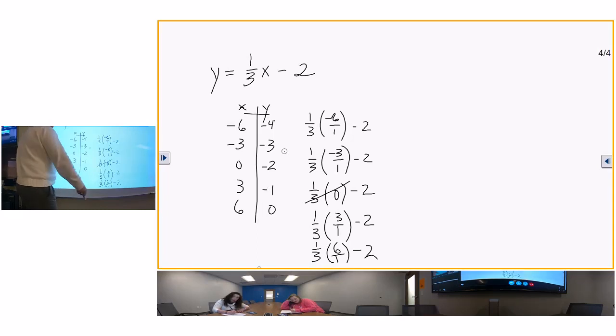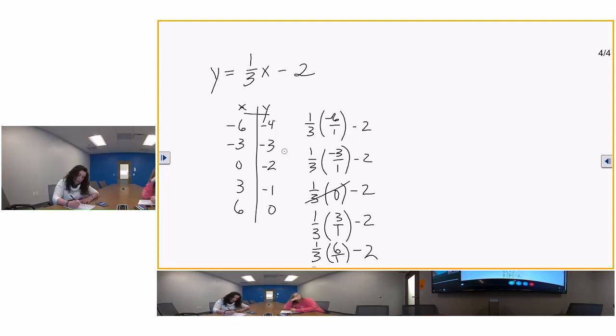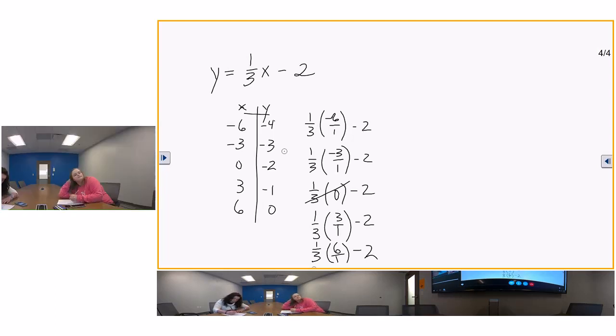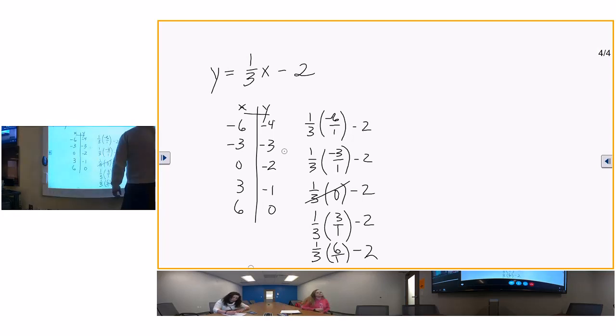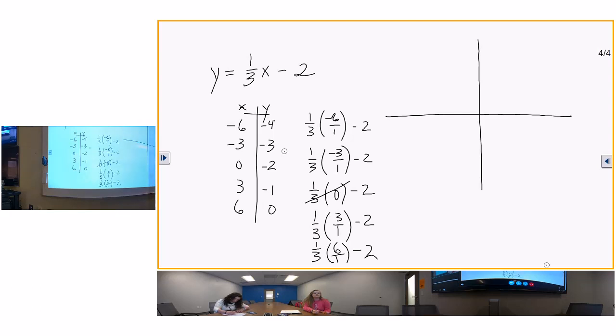Let's check the last one. What's 6 divided by 3? 2. 2 minus 2 is 0. See how easy that is? If you know how to do fractions. Remember what I told you. People can't do algebra because they can't do what? Fractions.